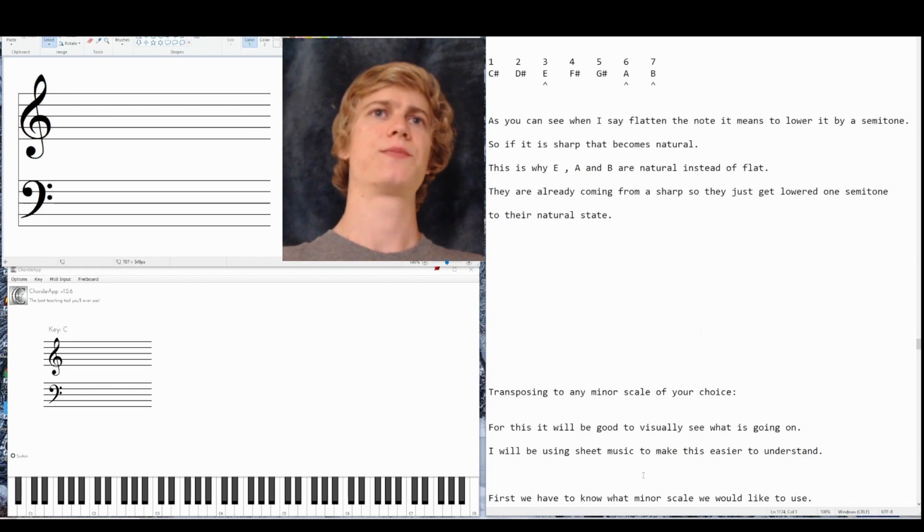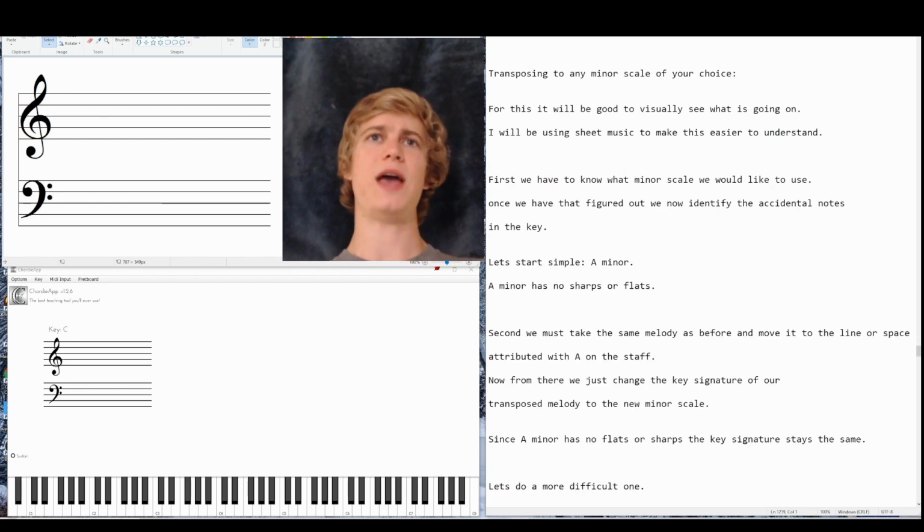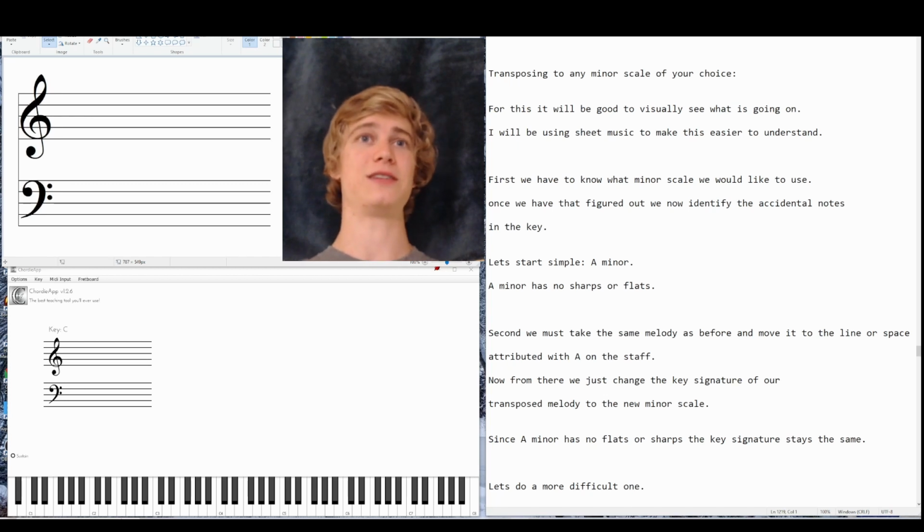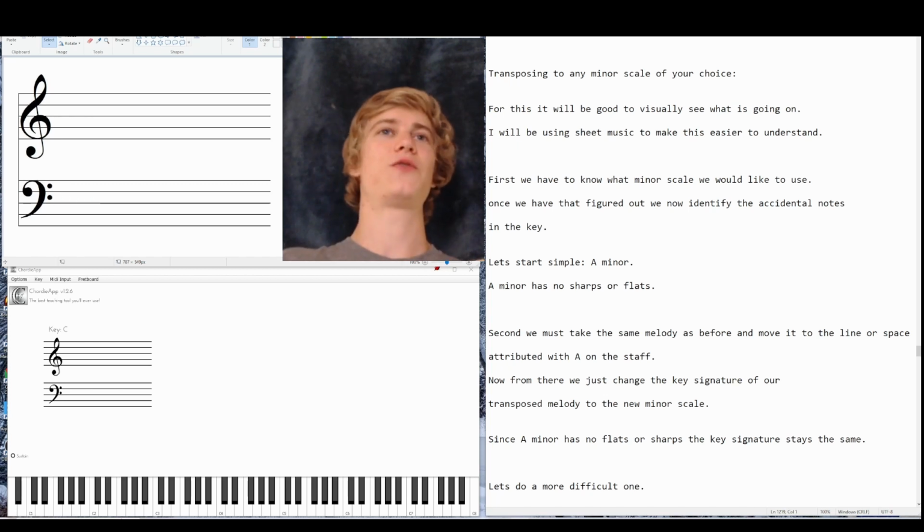Okay, so now transposing to any minor scale of your choice. For this, it will be good to visually see what is going on. I will be using sheet music to make this easier to understand. So first we have to know what minor scale we would like to use.